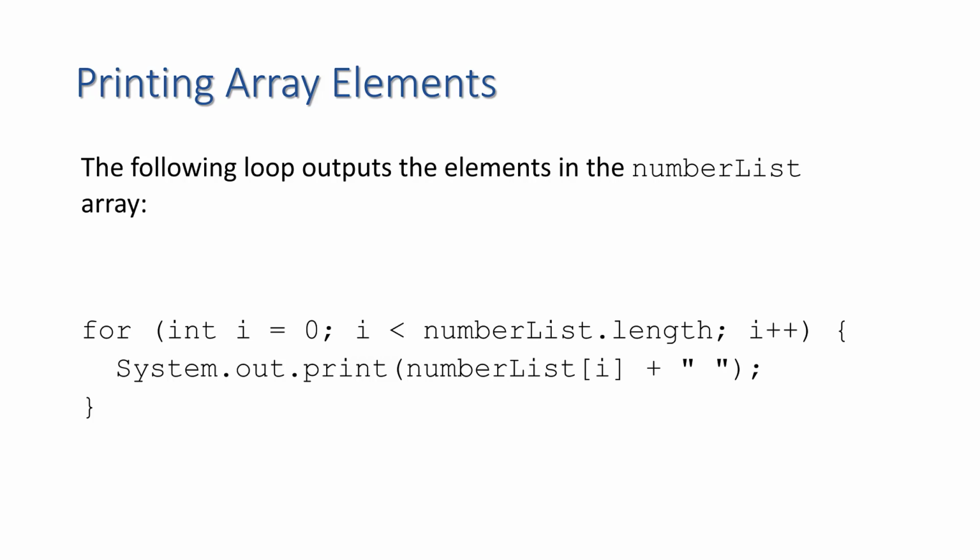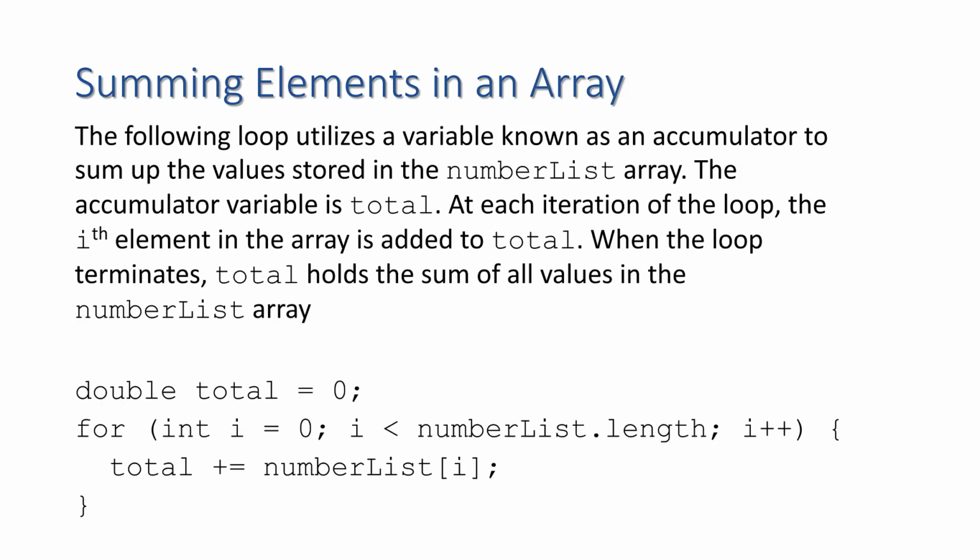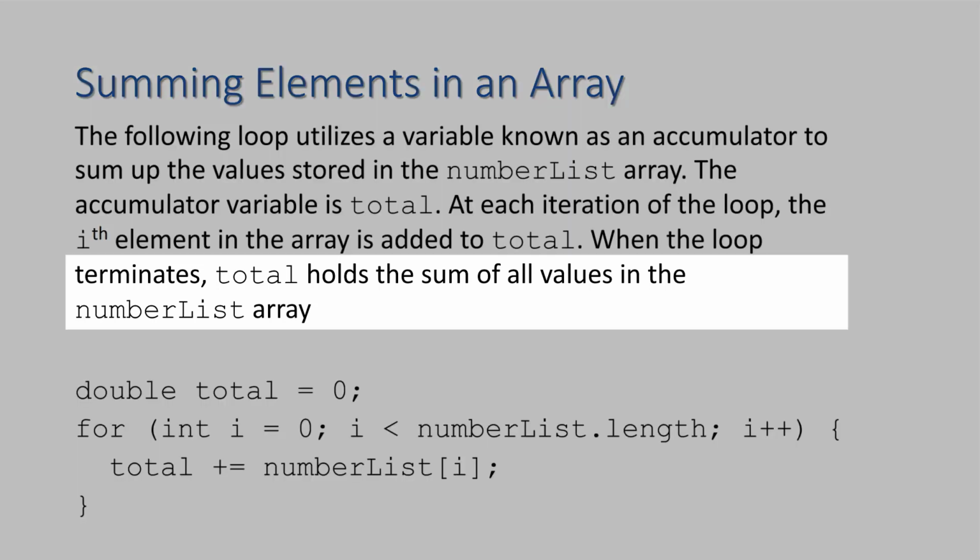In this code block, each of the elements in the number list array are output followed by a space. In this code block, the variable total is used as an accumulator. It is initialized to 0 on the outside of the loop so that on the first iteration of the loop, the statement total plus equal numberlist sub i will add 0 to numberlist sub 0 and store the result in total. At each subsequent iteration, the numberlist sub i gets added to the previous total. At the end of the loop, total holds the sum of all the elements in the numberlist array.